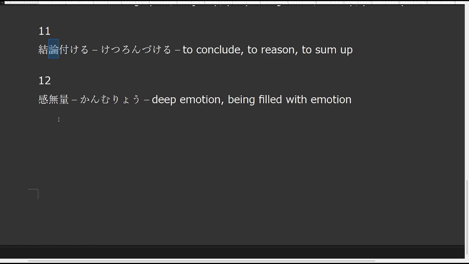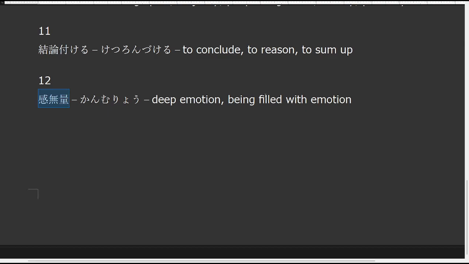And finally, number 12 is kanmuryo. Kan on the left side for a feeling or an emotion, and muryo for having no or none measurements or amounts. So this is a feeling without measure. Deep emotion, being filled with emotion, kind of a bottomless emotion or an emotion without end. A deep emotion is a kanmuryo. Kanmuryo is an emotion without measure.